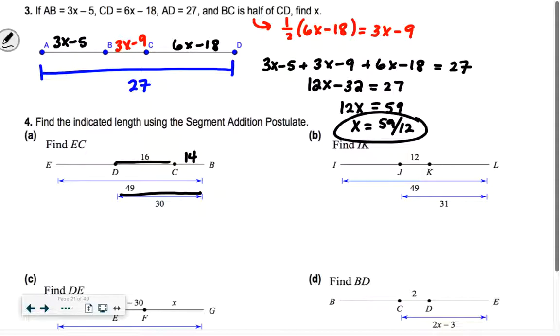Does that make sense? So we're thinking of it like that. So now if we have 14 and we have 16, well, that's the 30 like we wanted. What does this part have to be, the ED? 49 minus 30, which is 19. So our E to C ends up being 19 plus 16, which is 35. Okay, so you guys try the next one.